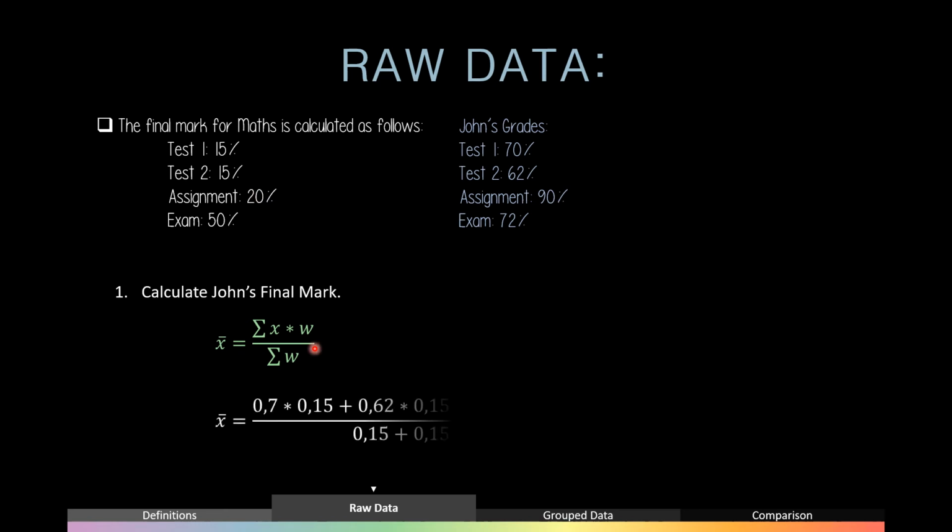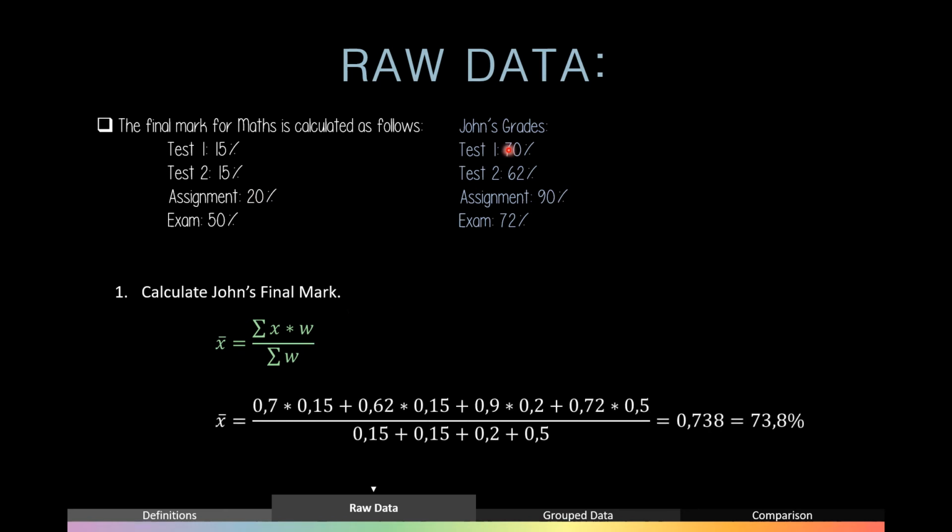So plugging in those values, we have 0.7 times 0.15 plus 0.62 times 0.15 plus 0.9 times 0.2 plus 0.72 times 0.5. And the bottom, as we expect, is going to sum to 1. So you could have just gone ahead and put a 1 there as well. And this tells us that we get a weighted average of 0.738. So we have a weighted average of 73.8%, or a final mark of 73.8%.